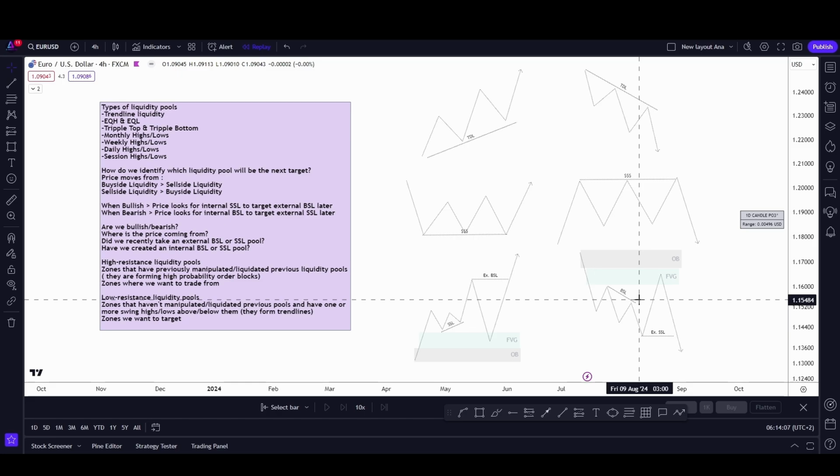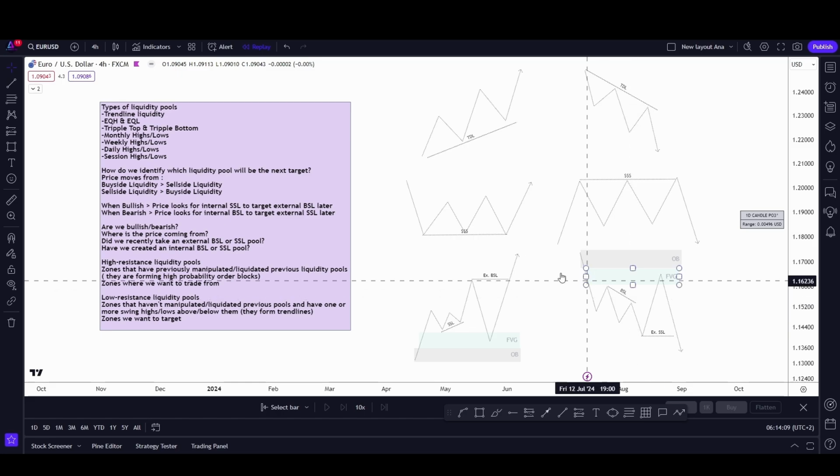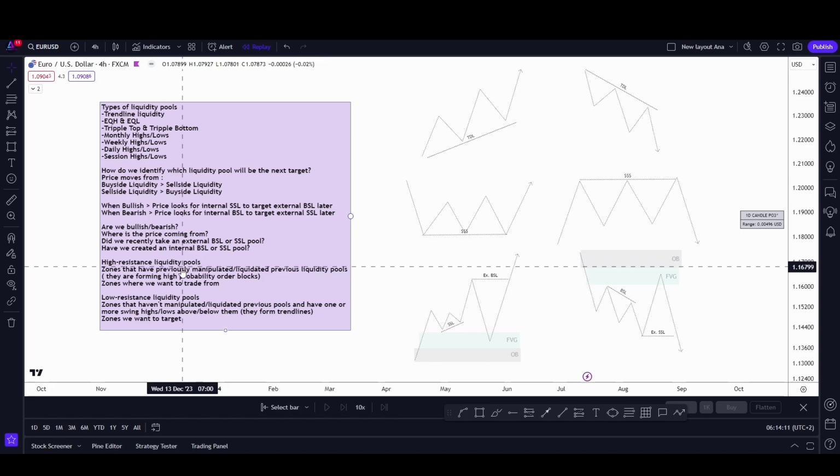And another thing that I would like to mention is high resistance liquidity pools and low resistance liquidity pools. And the name itself is explaining to us what they are, but some people might get confused. So what is a high resistance liquidity pool? What does high resistance mean? Well, high resistance is when price is resisting, should be resisting to pass this liquidity pool.